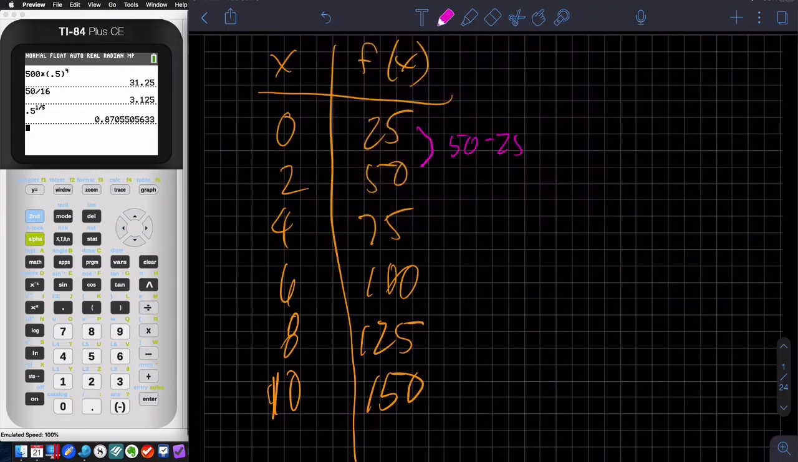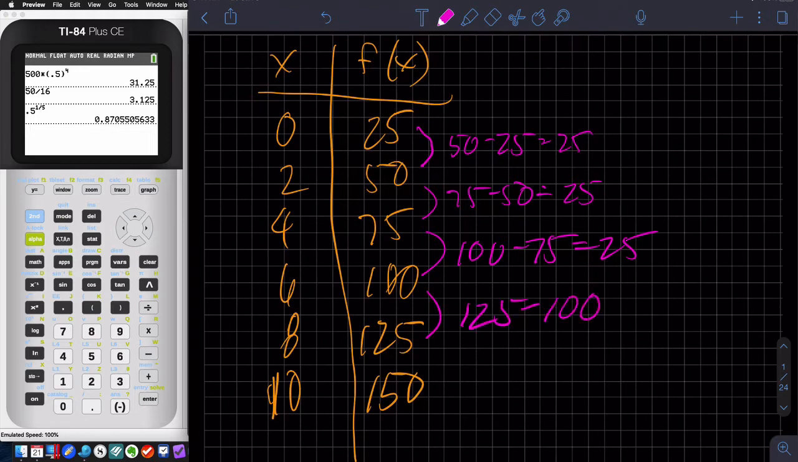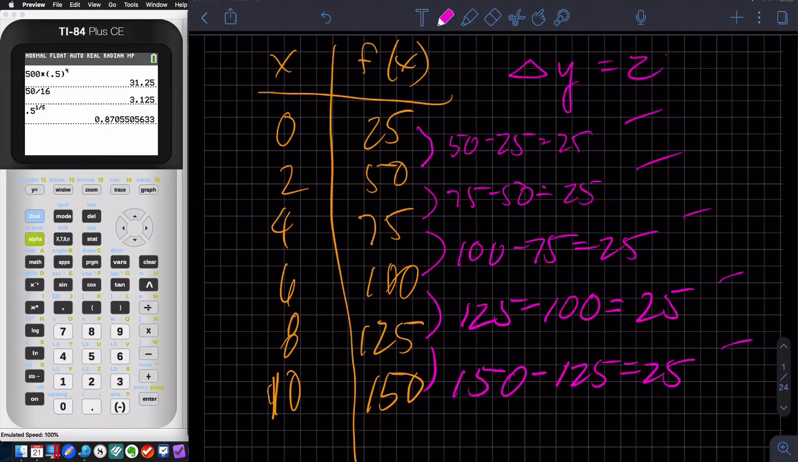50 minus 25 is equal to 25. 75 minus 50 is equal to 25. 100 minus 75 is equal to 25. 125 minus 100 is equal to 25. And 150 minus 125 is equal to 25. Now, that means each of these is the same, a change of 25. So my change in y is equal to 25 for each of these steps from one point to the next.